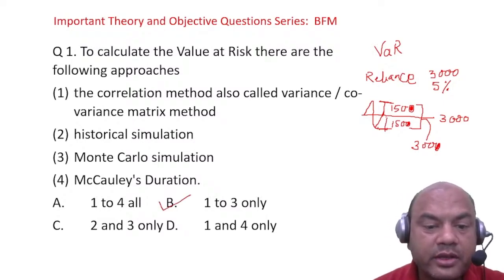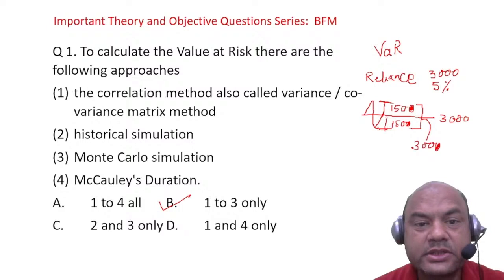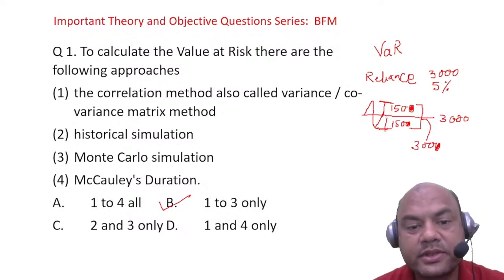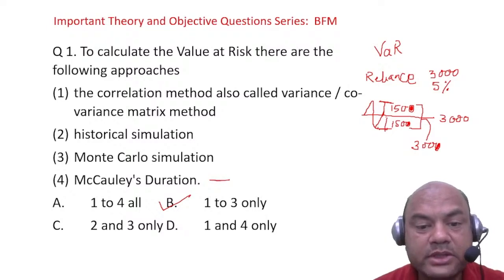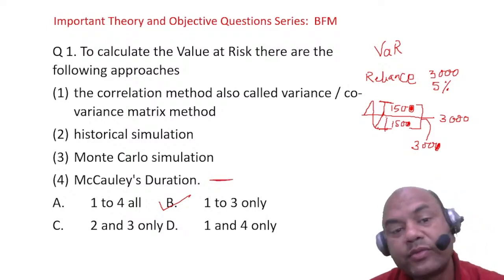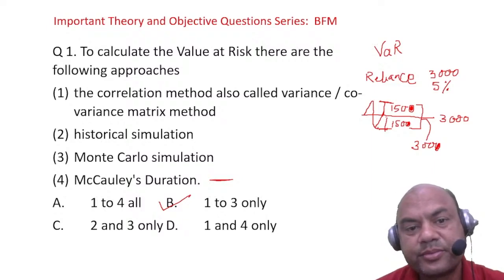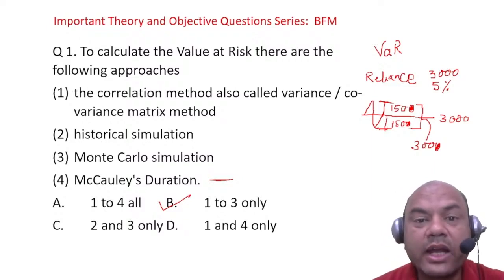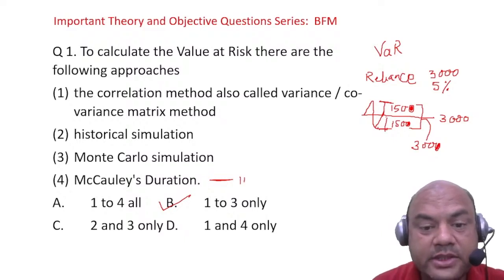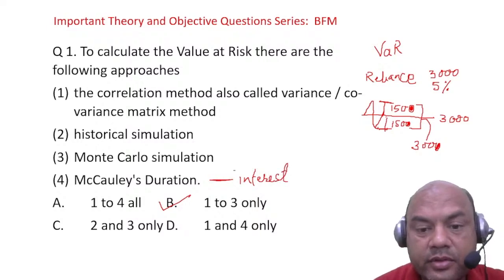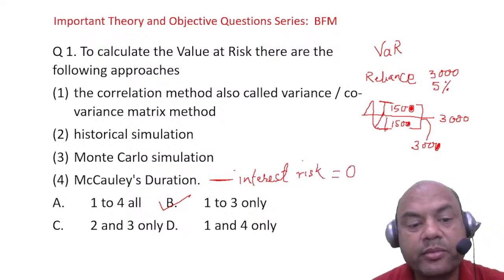It is 1 to 3 only. See here, Macaulay's duration is not used to calculate the value at risk. What is Macaulay's duration? Macaulay's duration is that period of the bond in which the interest rate risk is zeroized. Interest rate risk equals 0. Okay, that is the Macaulay's duration.